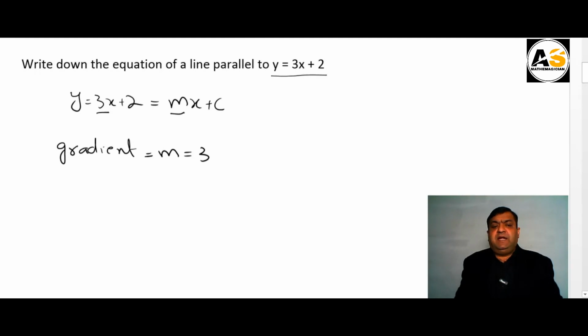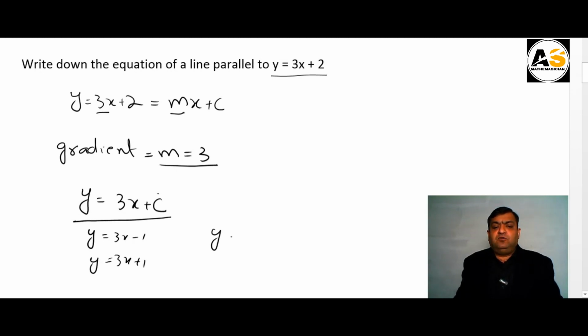Now that we know the gradient of the line, its equation will be of the form y is equal to 3x plus c, where c is unknown. As we know that there are infinitely many lines which are parallel to this given line, so this c can take up any value, 1, minus 1, 2, minus 2. Some of these equations can be written as y is equal to 3x minus 1, y is equal to 3x plus 1, y is equal to 3x minus 2, or y is equal to 3x plus 2, etc. So there are different lines. This c is not known.